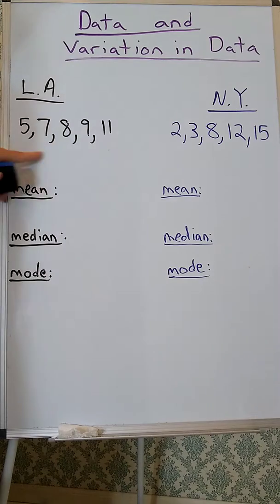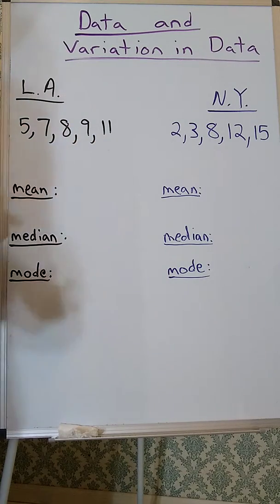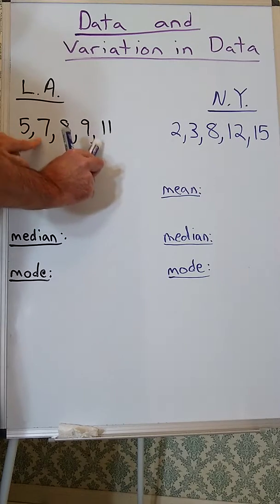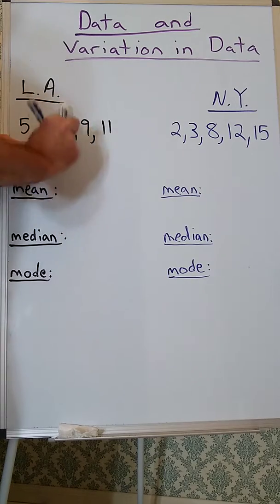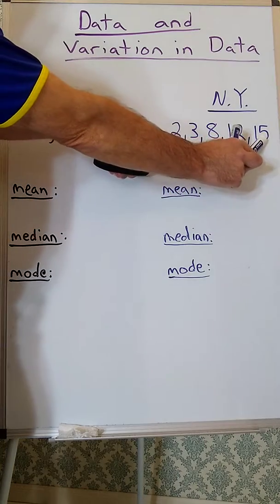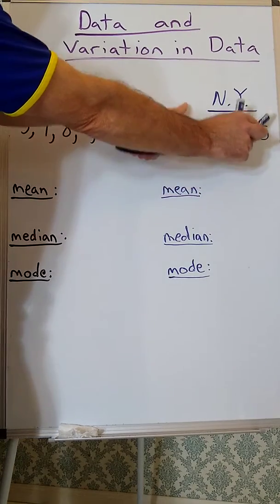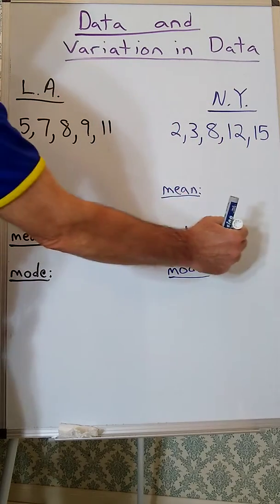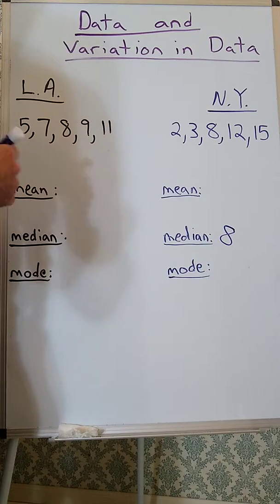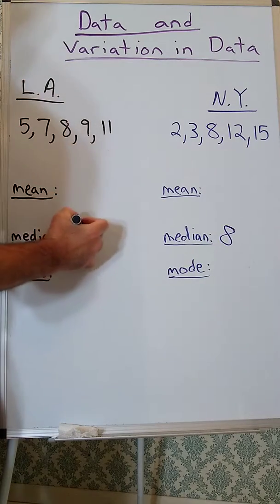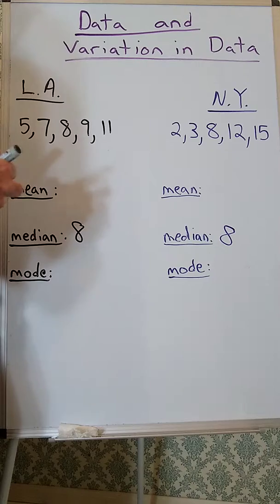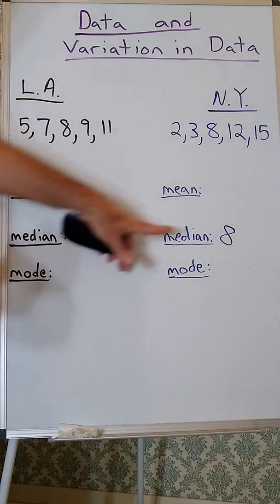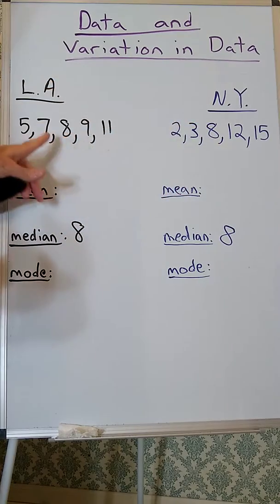Well, the numbers are in order from least to greatest, so if we cross out the ones at the end and then cross these at the end, 8 is in the middle. And we see that happens also here in New York. Cross the ones on the end, and 8 is in the middle. So the median for New York is 8, and the median for Los Angeles is 8. Okay, well, that doesn't really tell us any difference, although it looks like there's a difference here.